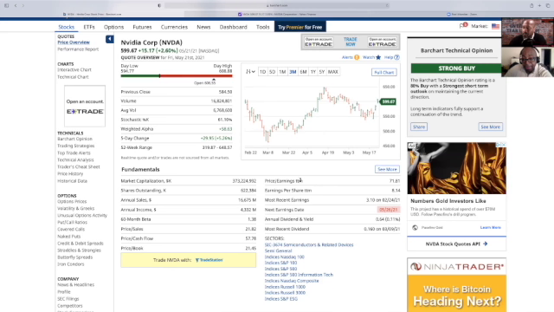Okay, so this is the PE ratio for the TTM, the 12 month. What is that? That's the trailing 12 months, the last 12 months, right? The trailing 12 month. So this gives you the PE ratio right here.